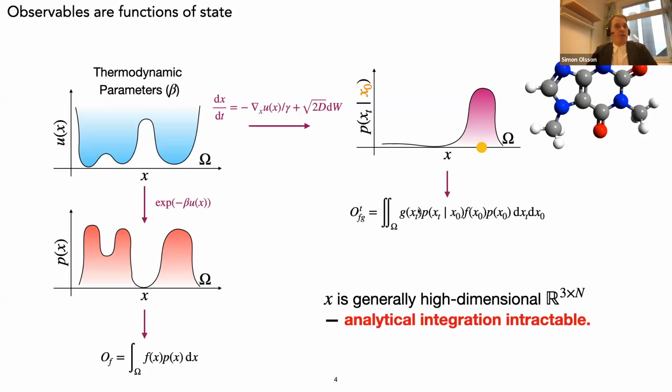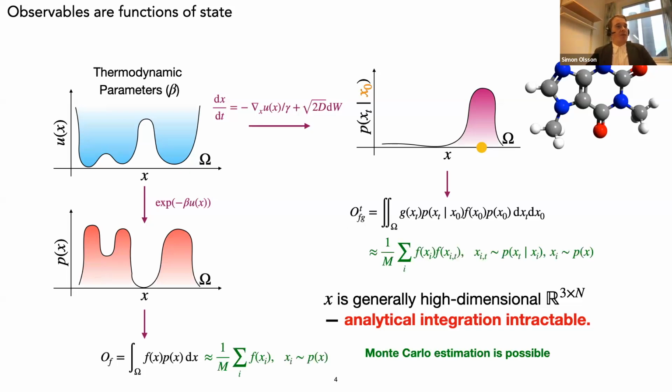But the issue with evaluating these observables, of course, is that we have these integrals that are intractable in high dimensions. In one-dimensional systems, like the ones that I've looked at here, we can evaluate them analytically, but in general, we cannot do these integrations. So what we do instead is come up with some sampling schemes, and then we use Monte Carlo estimators of these integrals.